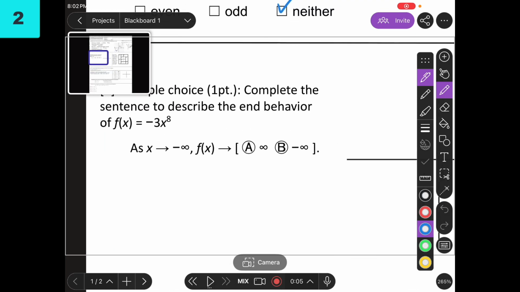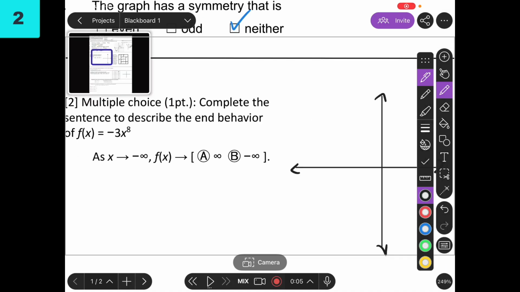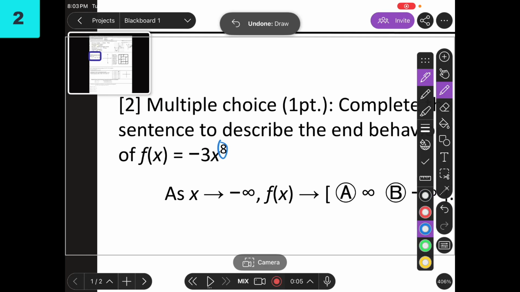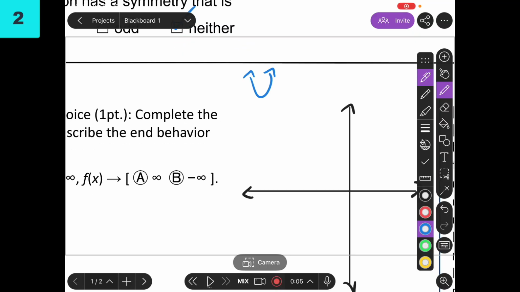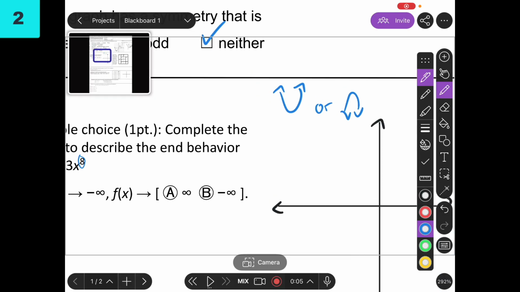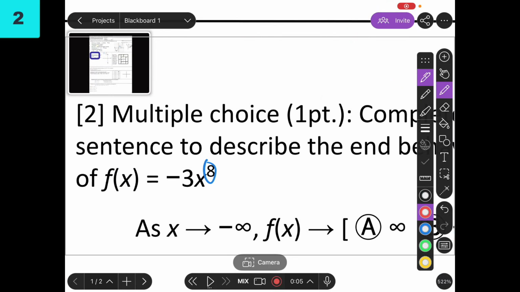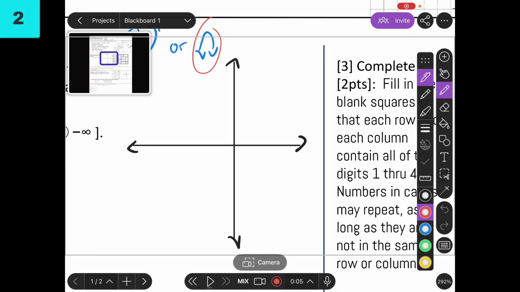Next up, we have this function f of x equals negative 3x to the power of 8. So if I want to sketch this, I want to think about a rough sketch using 2 pieces of information. My degree first. When my degree is 8, 8 is an even number. So when you have even numbers, your end behaviors are either both up or both down. The reason I know that it's actually both down is because my leading coefficient is a negative number. So I know that my end behaviors are both down.